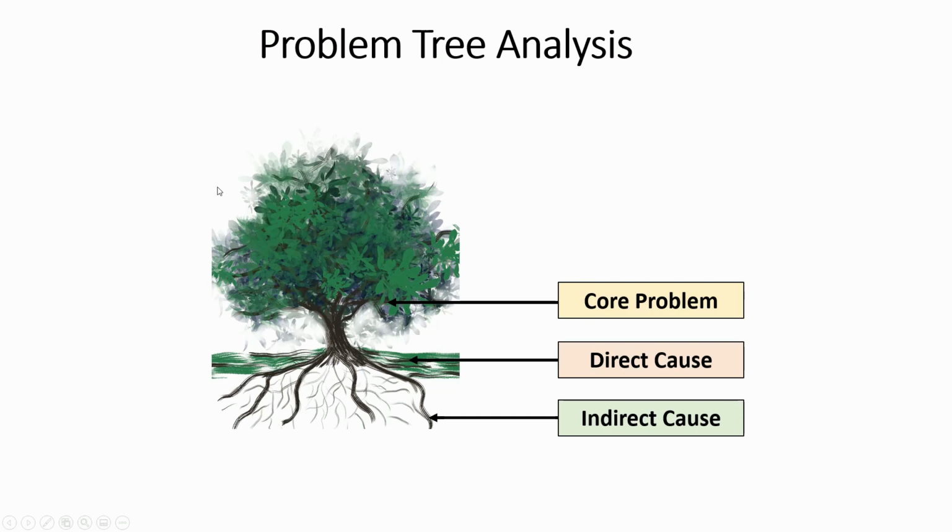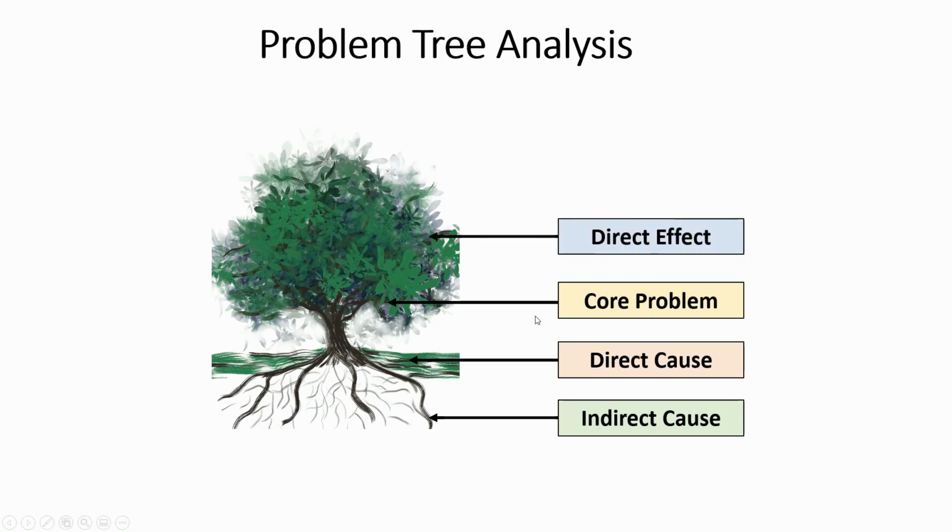Now we also have indirect causes. These are second order causes of the core problem. They don't directly cause the core problem, but they're down the road factors that contribute to the core problem. The indirect causes lead to the direct causes, and then the direct causes cause the core problem. So we've got a chain of causality that we're talking about here. So the indirect causes correspond to the roots as well, but the lower level roots. So we've got a hierarchy here.